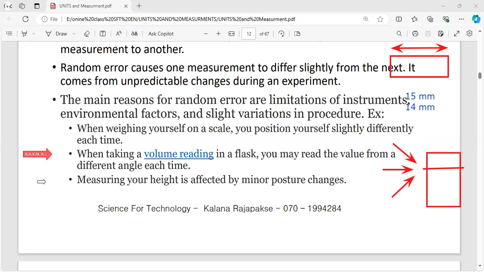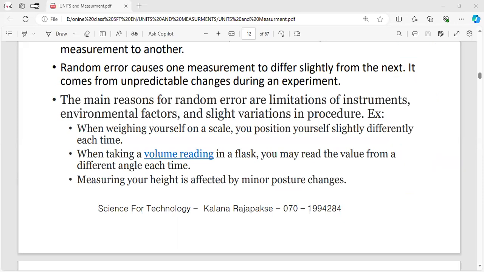Next one, measuring your height is affected by minor posture changes. That is also another random error, right? As you can see, they are due to the limitation of the instrument, environmental factors, and slight variation in procedures. Moving on.